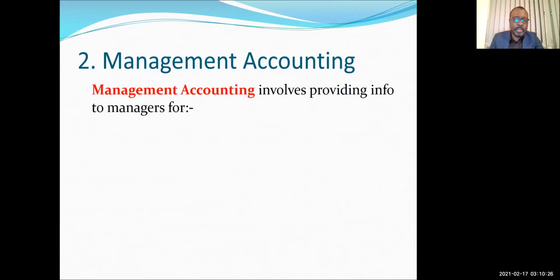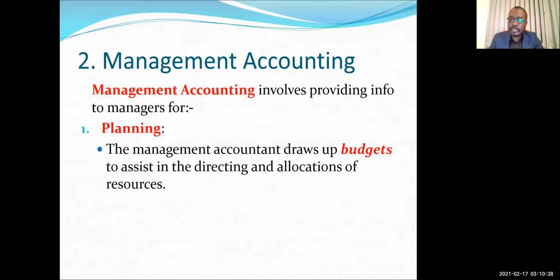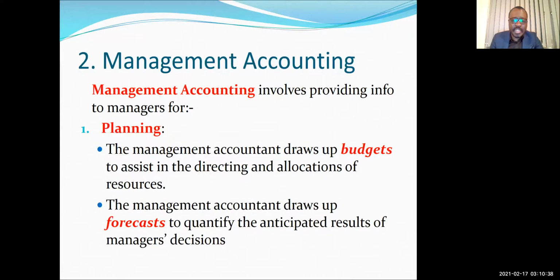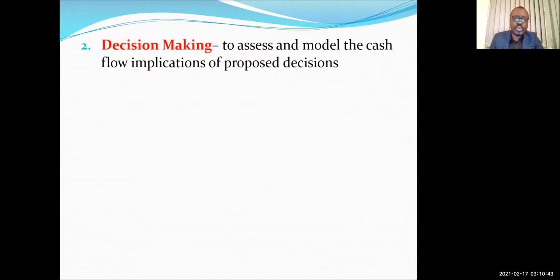Okay. Now, what does it involve? Planning, like making budgets, okay, forecasting, so that we can know which resources to allocate to which department. So that's one key thing there. So like I said, in terms of drawing our budgets so that they will make decisions, it also deals with making decisions, okay, assess, model, and ensure that cash flow implications of the organization are well streamlined to ensure that we are taking the right decisions.